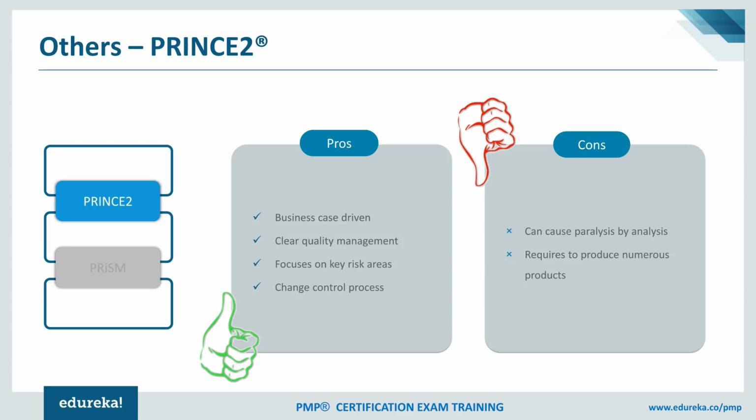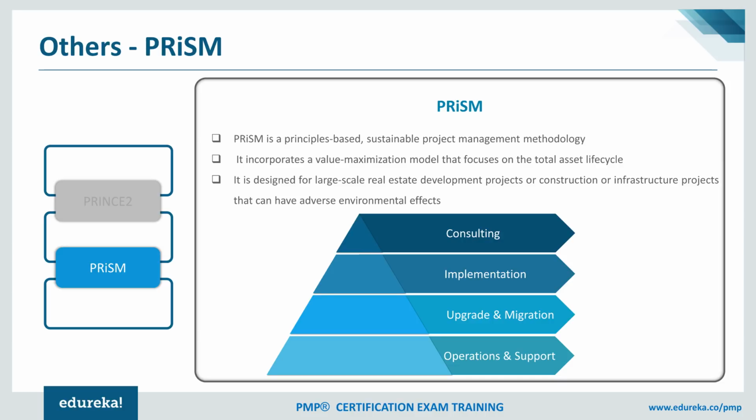Cons could be that a lot of parallel analysis happens. There are 44 processes, so you may get into a situation of paralysis by analysis. It requires producing numerous products. As we see, there are lots of phases and lots of processes, so there are various outcomes that you go on getting. Sometimes if you do not have proper knowledge of these, you will find it a bit difficult to apply. So you need to have proper knowledge. There are certifications for Prince2 Foundation as well as expert level certifications. And then moving on to the last one, which is PRISM.